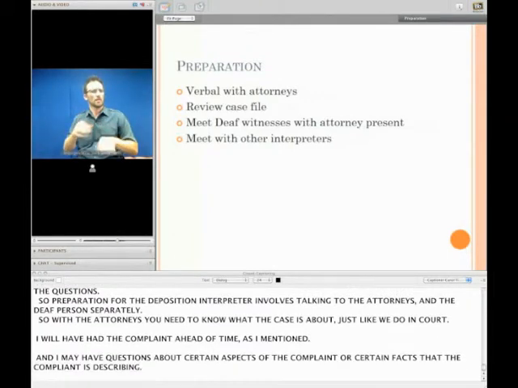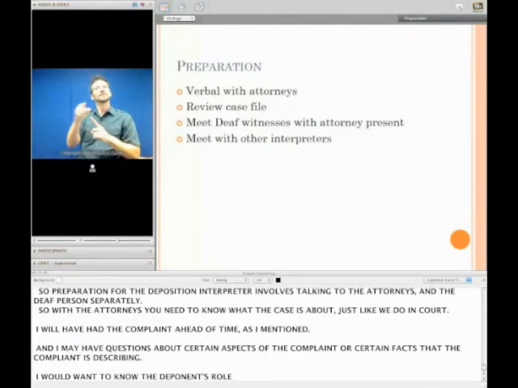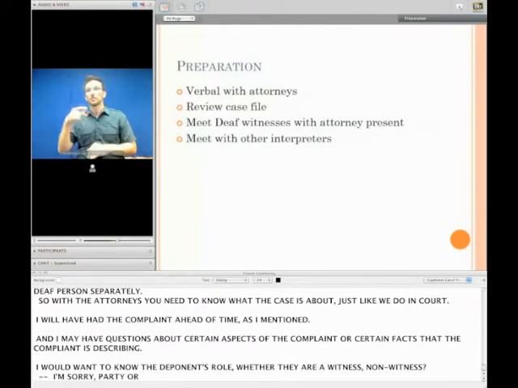I'd want to know the deponent's role, whether they're a witness, non-witness, party or a non-party. I want to know if they're the plaintiff or the defendant, obviously.